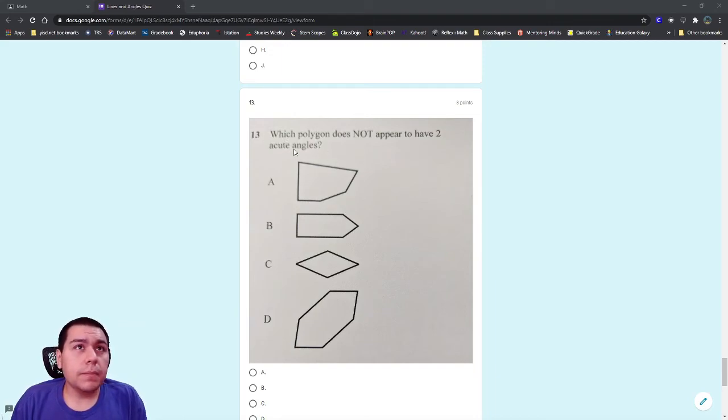Question 13. Which polygon does not appear to have 2 acute angles? A, B, C, or D?